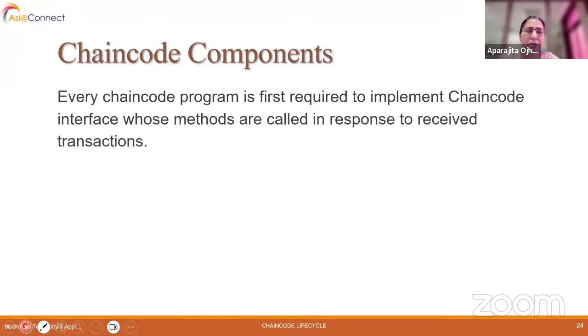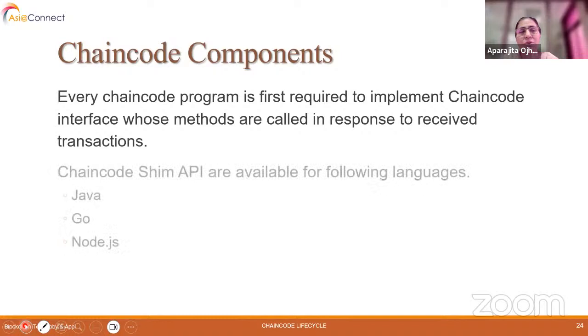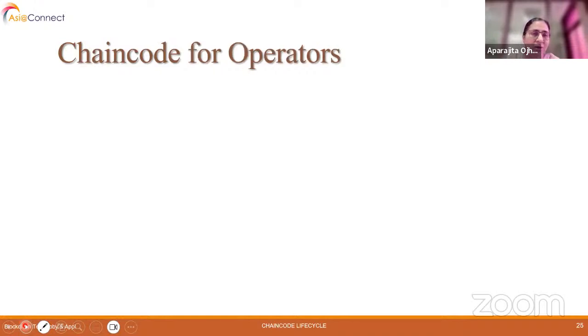So chain code components: every chain code program is required to implement the chain code interface. So what are the components? One is a smart contract. The other is an interface whose methods are called in response to received transactions. The chain code SHIM API is available for each of these languages like Java, Go, Node. So for those who would like to develop, the APIs will help ease your implementation task so that you can do it very well.